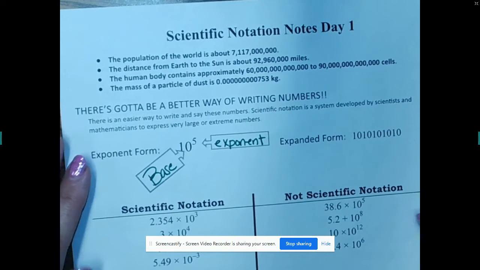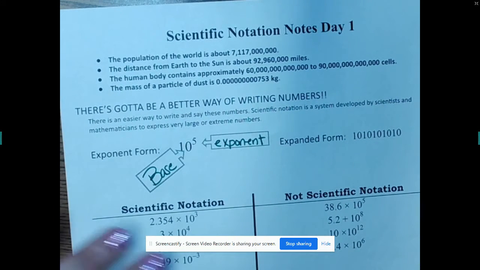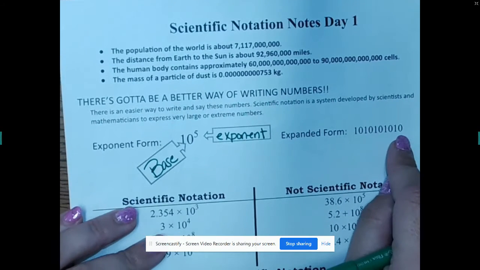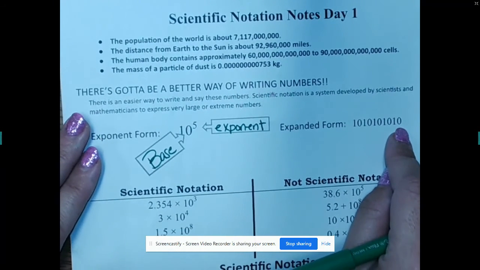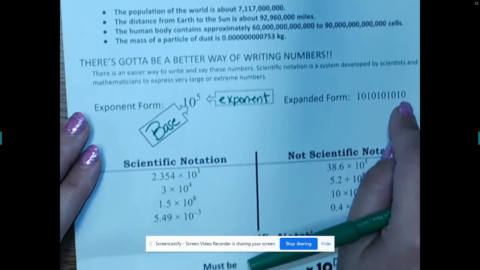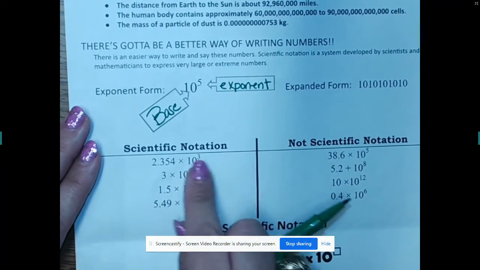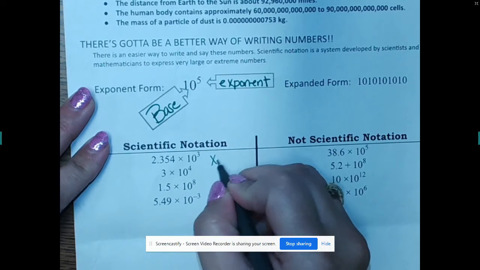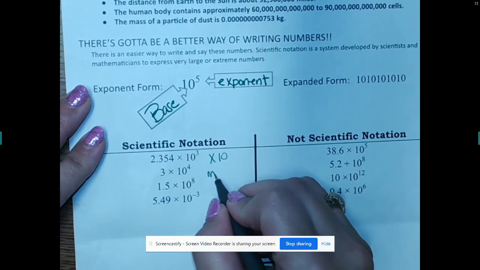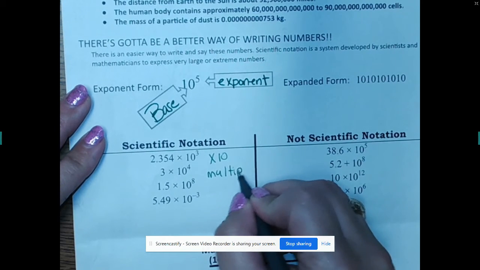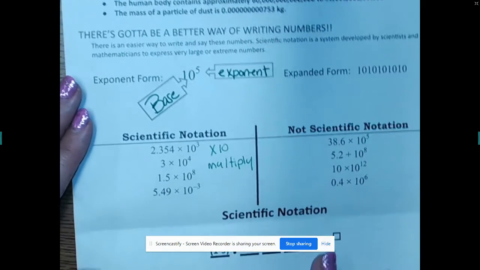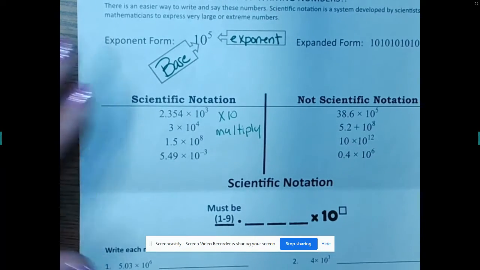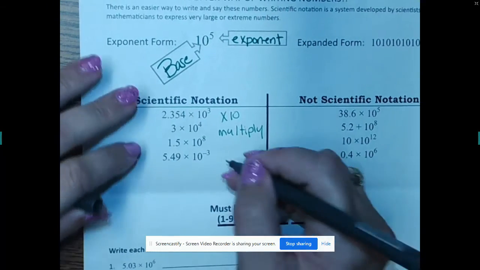Okay. All right, so day 1. Here's this big, long number, and we're going to work on putting it in scientific notation, okay? So if you look at this first column, these are all in scientific notation. What do they have in common? There's a couple of things. They all are times 10. They're all multiplying. What else do they all have in common? They all have an exponent.